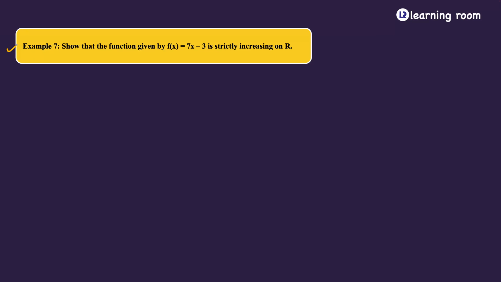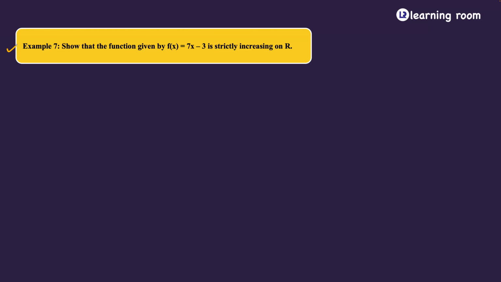Show that the function given by f of x is equal to 7x minus 3 is a strictly increasing function on R. First thing, whenever you want to speak about an increasing or decreasing function, the thing you need to know is the domain and the range. Most importantly, the domain, not even the range.